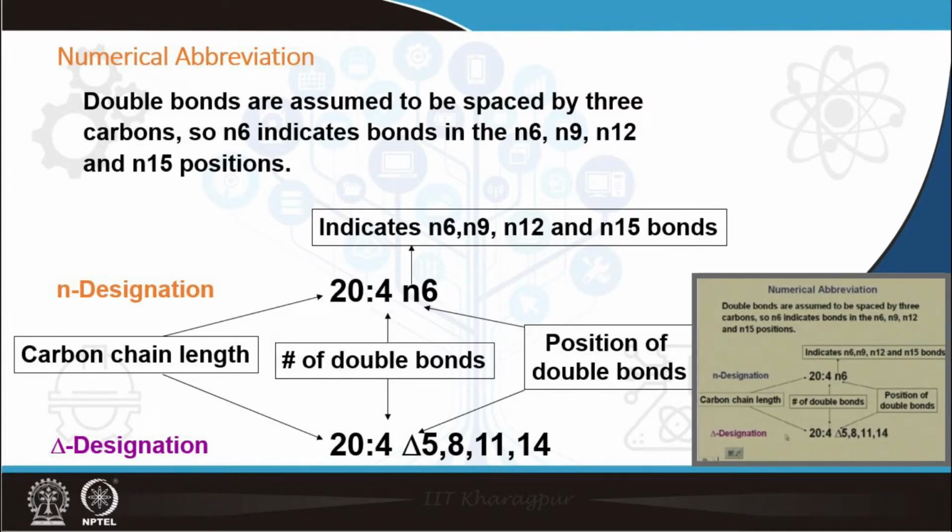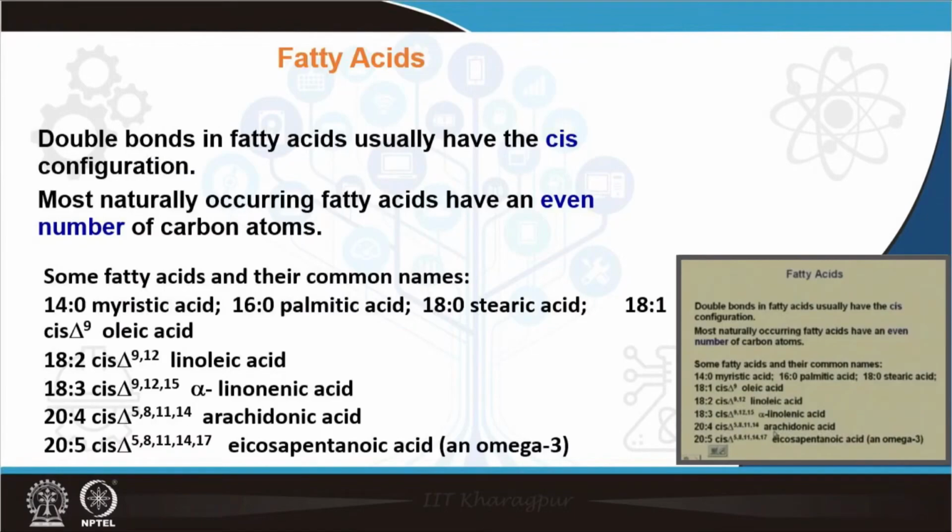Okay? So, another thing that we should mention here is that the double bonds that we see in the fatty acids usually have a cis configuration, and most naturally occurring fatty acids have an even number of carbon atoms, because the way that they are biosynthesized is they come in pairs of carbon atoms. So, all of these are usually even numbers.